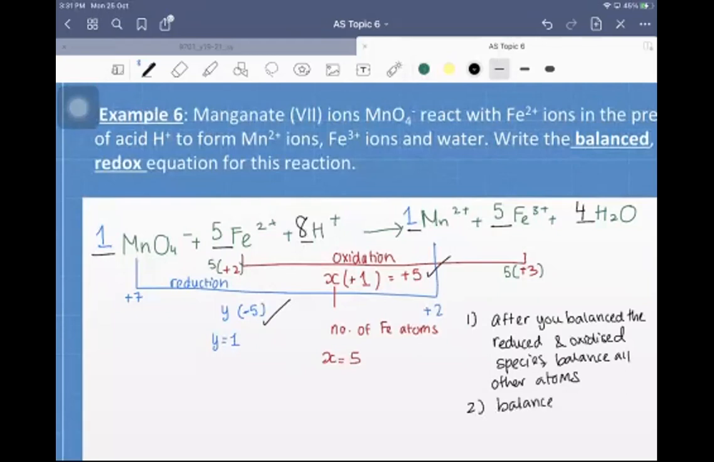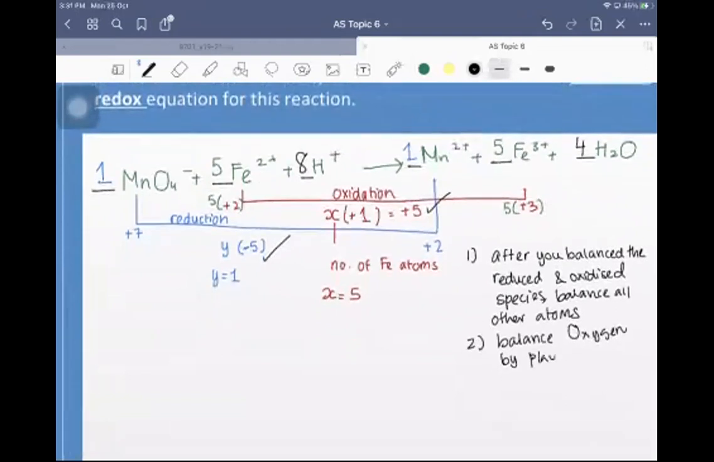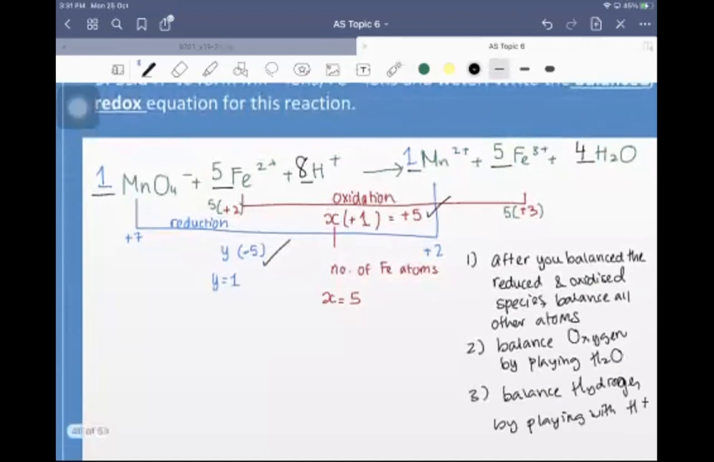Secondly, balance oxygen by playing with H2O. And lastly, balance hydrogen by playing with H plus. Now you may argue and say, why are we balancing it in a difficult way? Why can't we just do the counting, the number of atoms on the left and the right side? I can tell you that this will take you forever to balance, I can assure you, because these numbers are like 1, 5, 8, 1, 5, and 4. The easiest way is to use oxidation number, and sometimes only oxidation number can help you balance the equation. You can pause here if you want to copy this down.